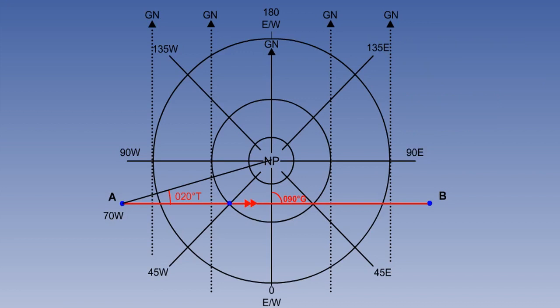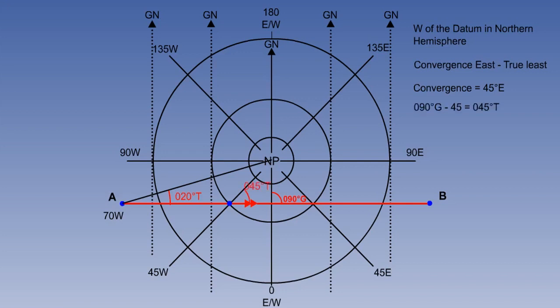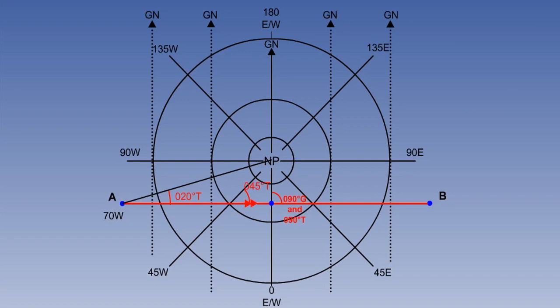We now continue along track until we reach longitude 45 west. Again, we are west of the datum. Convergence east, true least. The true track will be 45 degrees less than the grid. 090 grid minus 45 degrees gives us a true track of 045. As we pass the datum meridian, the true and grid tracks are the same.